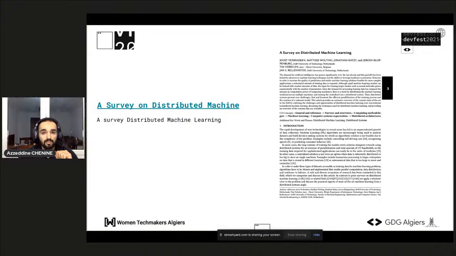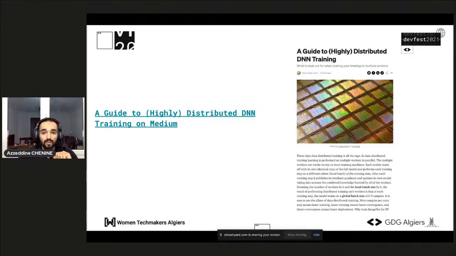And also there is a good survey that I'm linking here, talking about different distributed machine learning algorithms and the challenges that come with them. And finally, there is also a good Medium post about distributed deep neural networks, and especially the challenges that come with linear scaling, that I recommend.